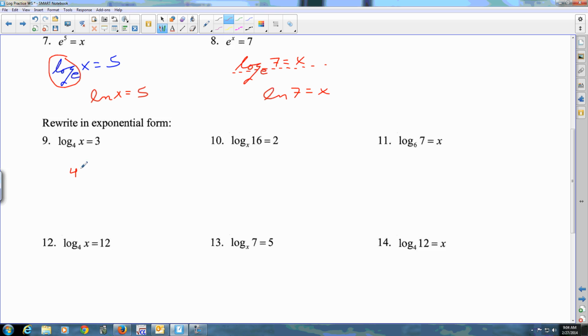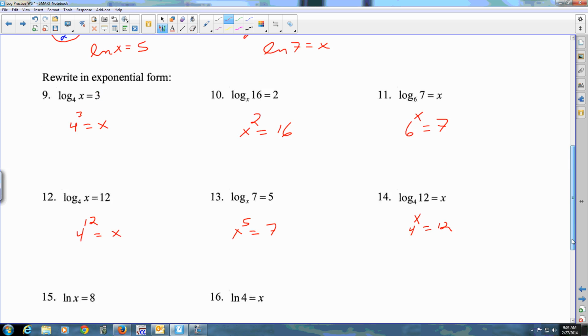So here, going to translate them. That's 4 cubed is equal to x. All of these are written as logarithms. I want you to write them in exponential form. I don't need you to solve anything once you do it. Just translate it. x squared is equal to 16. 6 to the x is equal to 7. 4 to the 12th is equal to x. x to the 5th is equal to 7. 4 to the x is equal to 12.